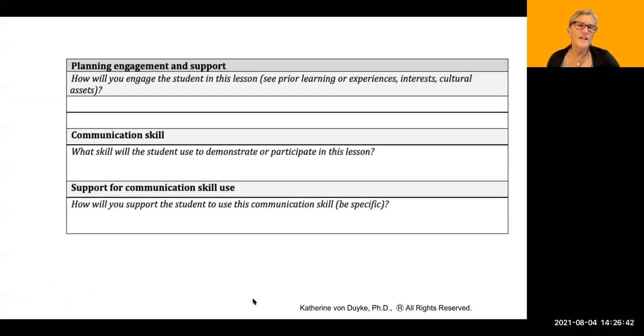So planning engagement and support would be pretty easy at this point, because you've already done the prior learning experience and interest of the student. You've already been brainstorming, so you can write in a little bit more detail about how it connected academically to your student. Now, how can you use that connection in a way that's engaging your student into the lesson?